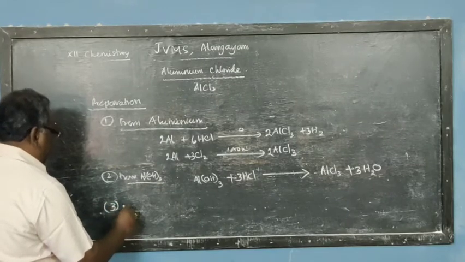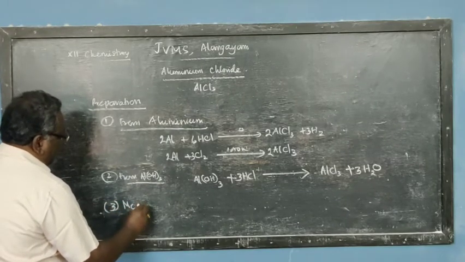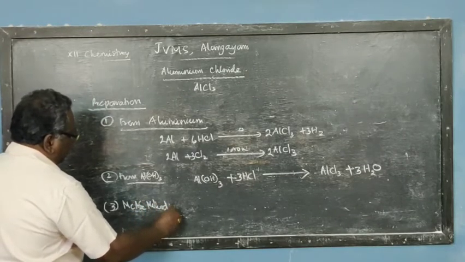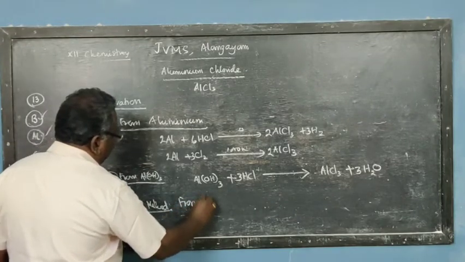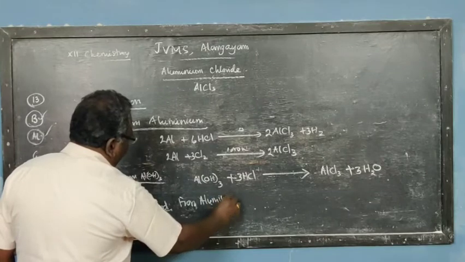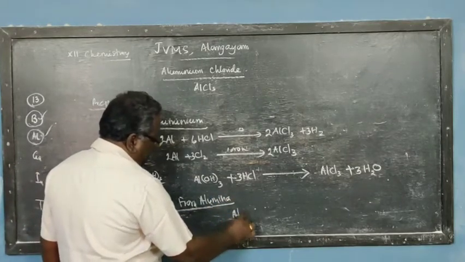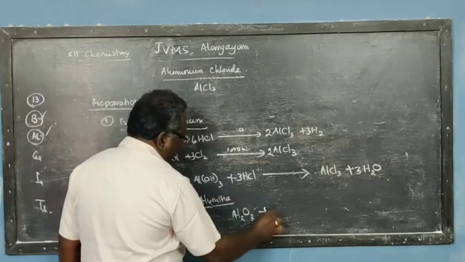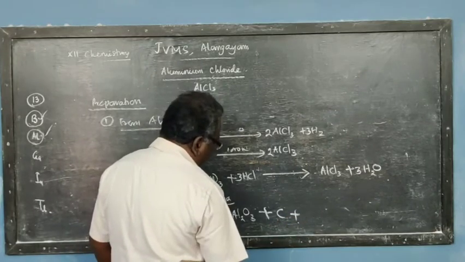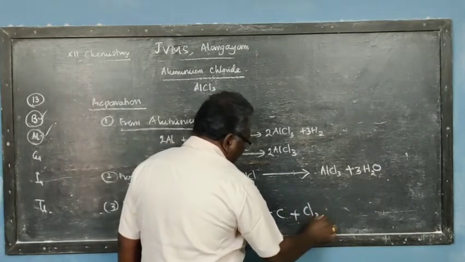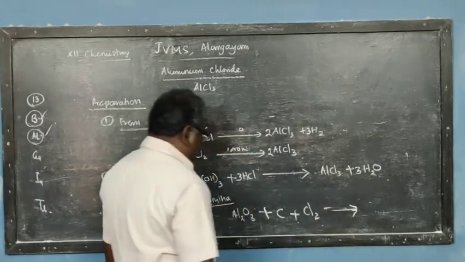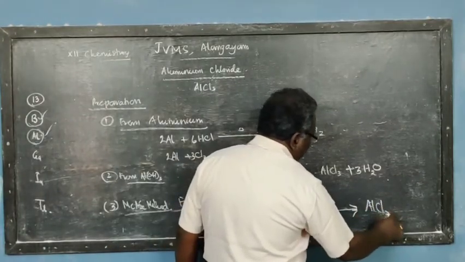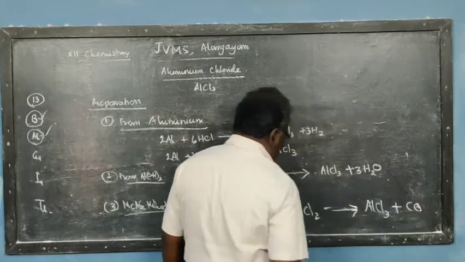And the third preparation is by the McAfee method. This is done from alumina. What is alumina? Alumina is aluminum oxide. Aluminum trioxide is made to react with coke, and then it is treated with chlorine gas. These are heated together. Then aluminum goes with chlorine, forming aluminum chloride, and carbon monoxide is being liberated.